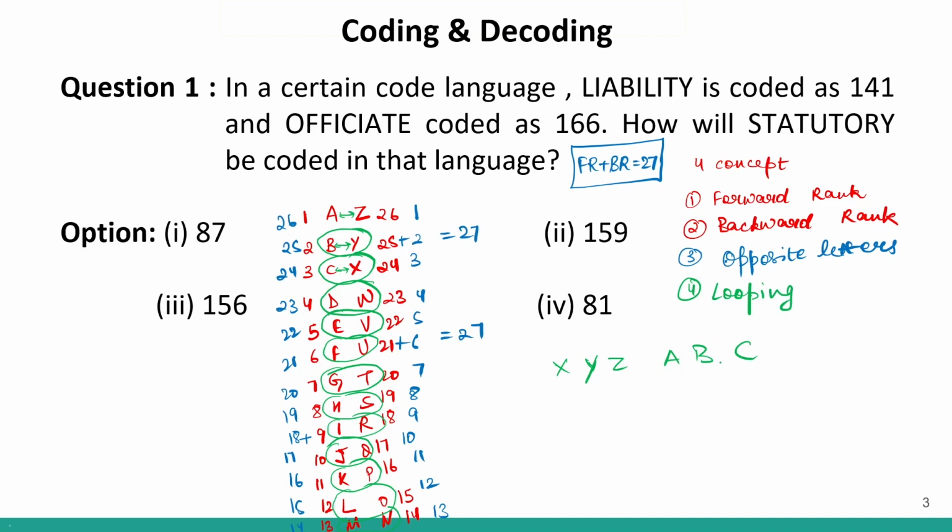Similarly, backwards also. If I have to move one position back from B, I will go to A. But what if I have to move 2 positions back from B? I do not have any alphabet before A, correct? So I will go back to Z. So 2 positions back from B will bring me back to Z. So this concept is called looping. These 4 concepts are very important, and based on only these 4 concepts, we can solve any question on coding and decoding. Okay, so if this much is clear, let us move forward and solve certain questions.